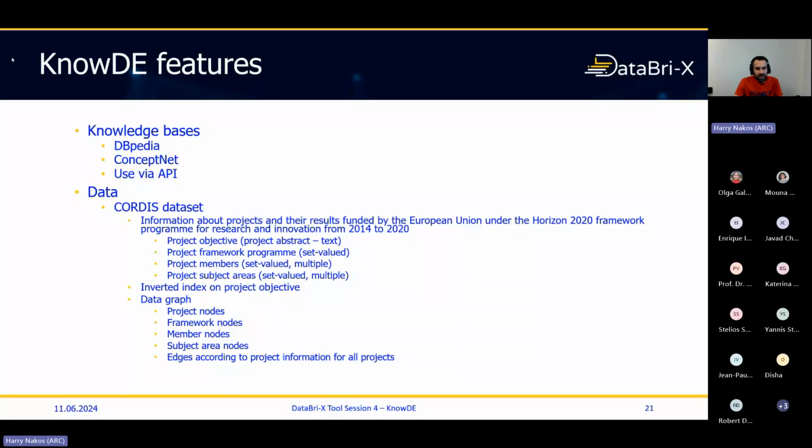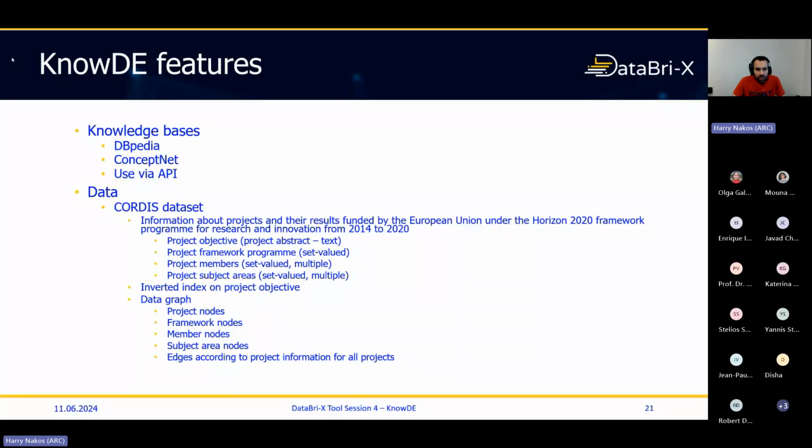We use the dataset in KNOwDE's deployment. In detail, it is information about projects and results of the projects that are funded by the EU under the Horizon 2020 framework. Specifically, each project has an objective, and these are all the fields that KNOwDE makes use of.